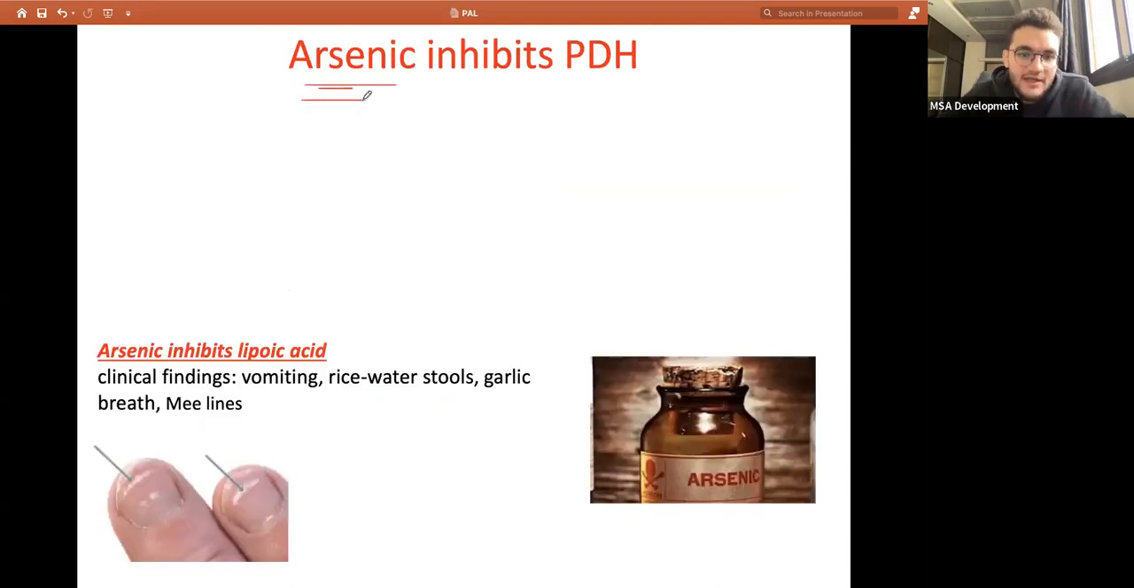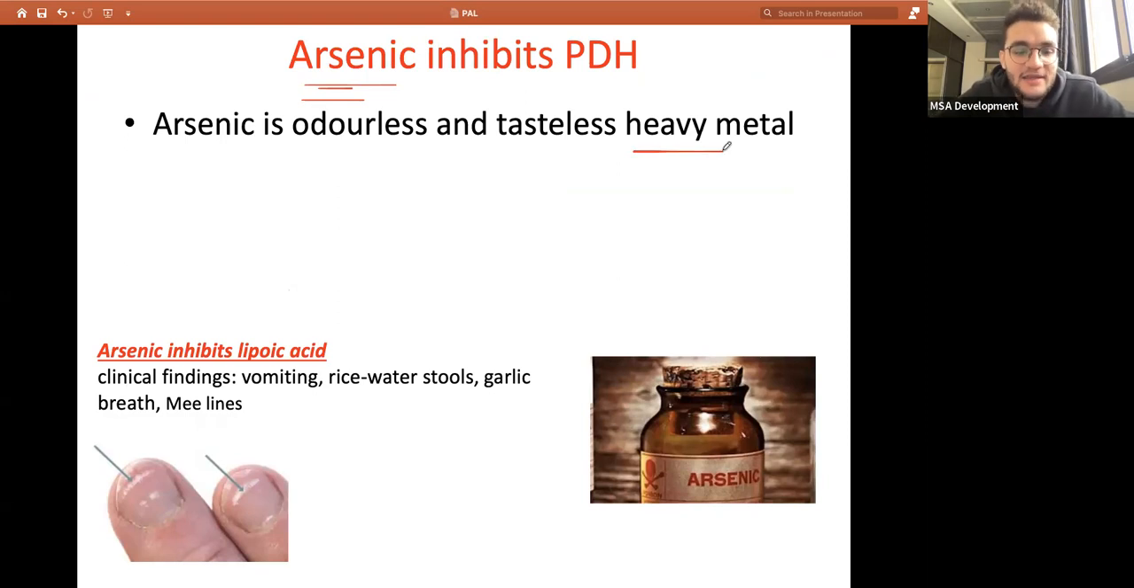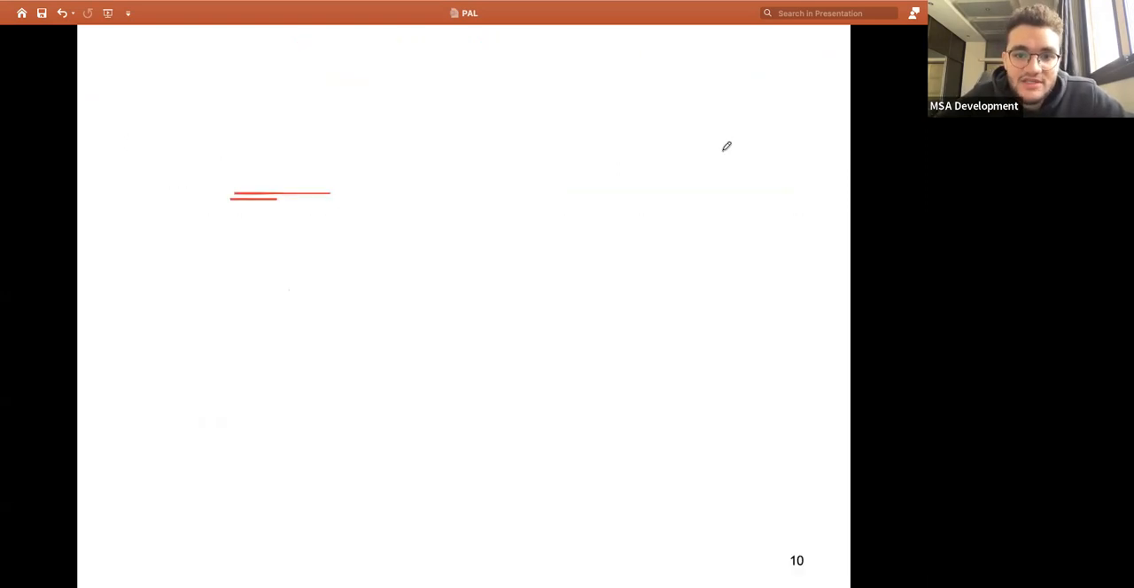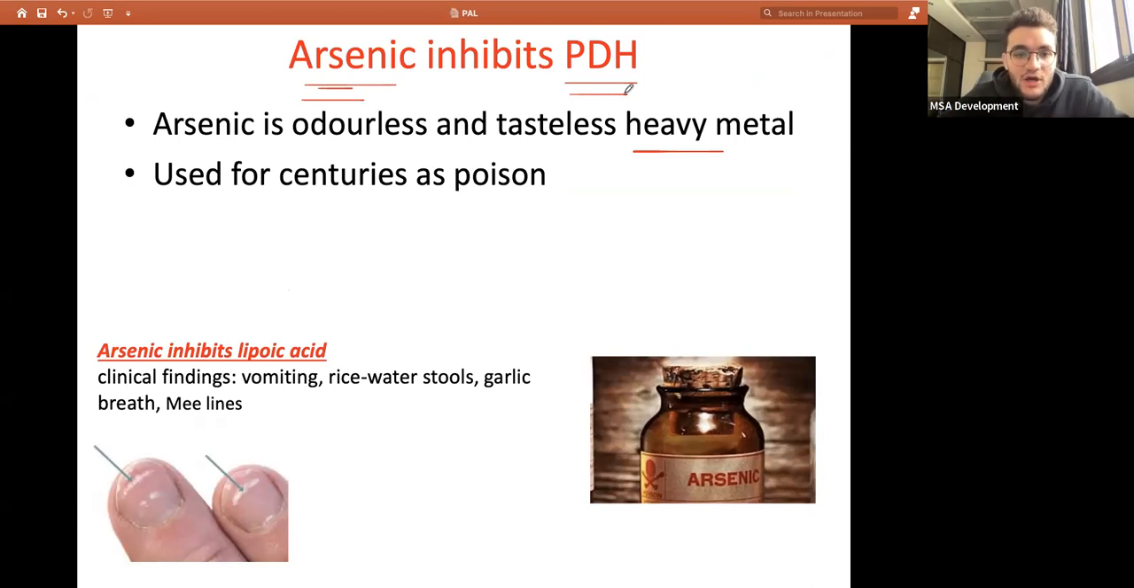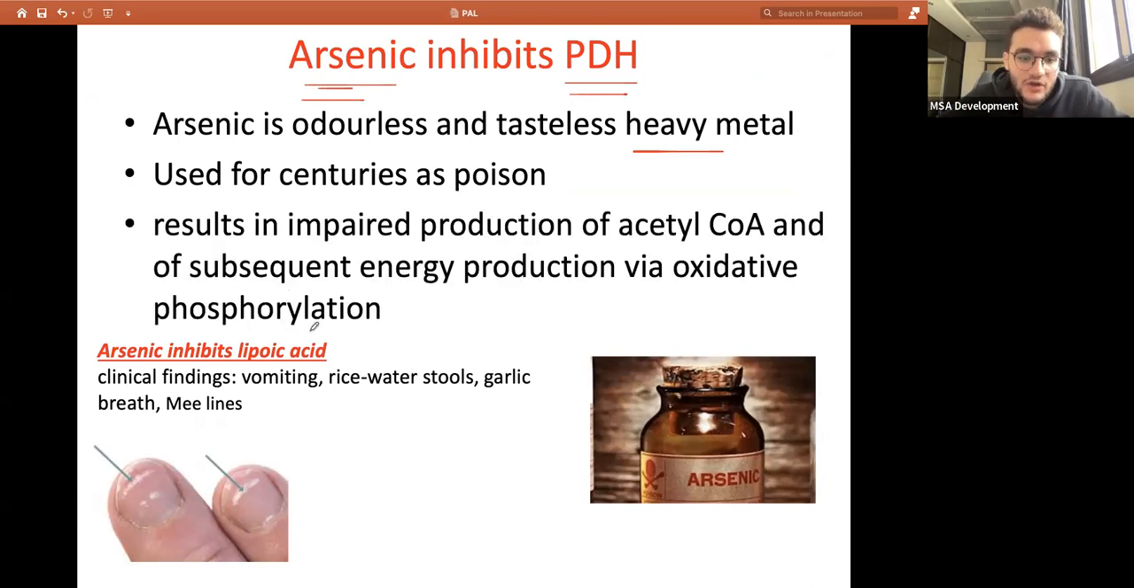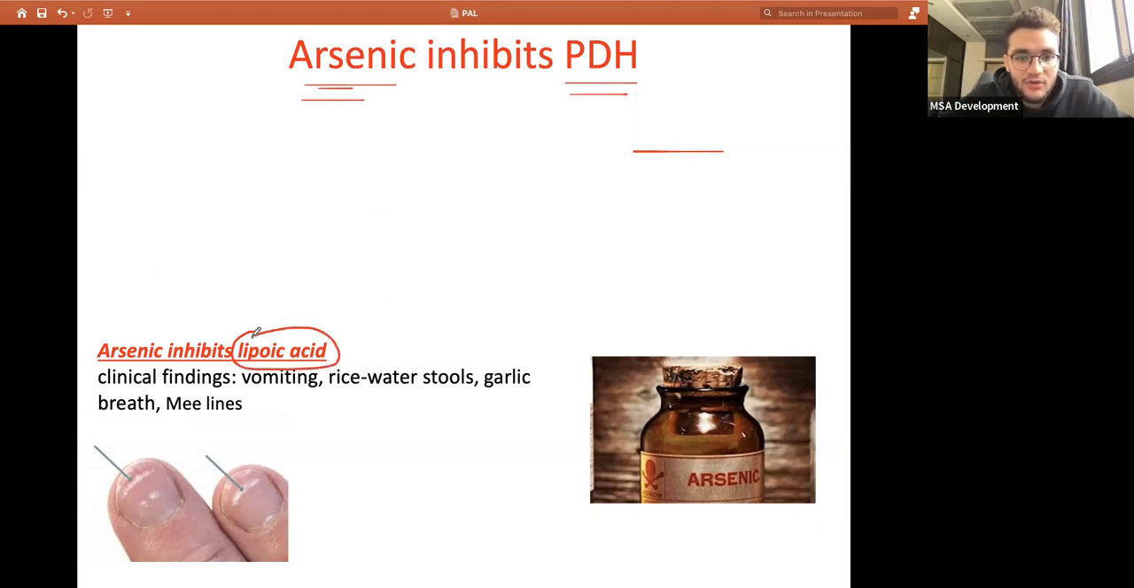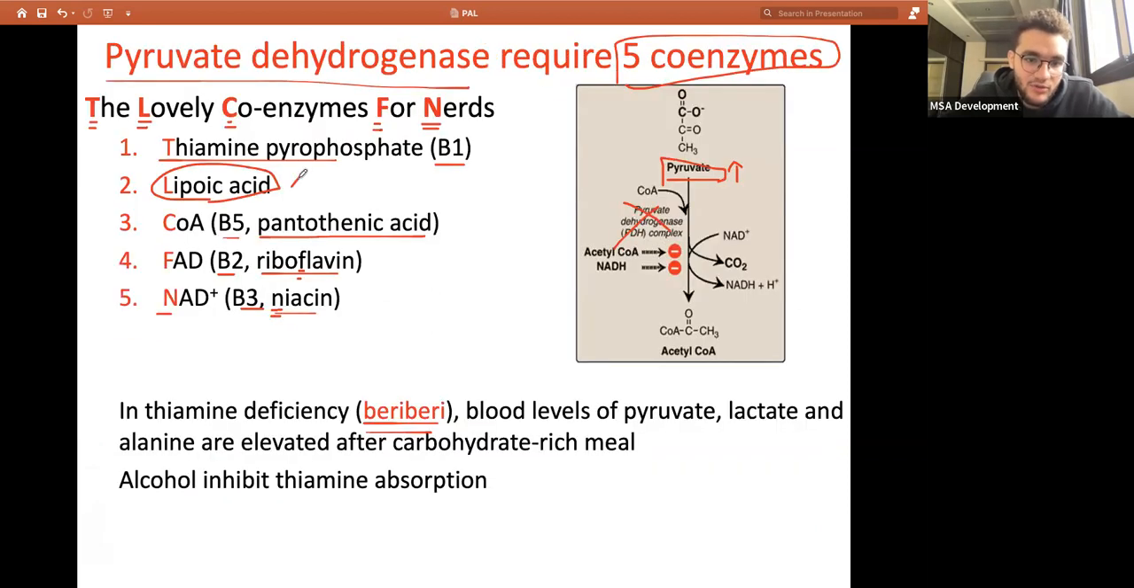Okay, so arsenic, it's a heavy metal. And we said it inhibits pyruvate dehydrogenase. Now, how do you inhibit pyruvate dehydrogenase? Either you inhibit one of the coenzymes or it's congenital. So here it's not congenital. So you inhibit one of the coenzymes, okay? So in arsenic, what coenzyme does it inhibit? It inhibits lipoic acid. And if there's no lipoic acid, then pyruvate dehydrogenase cannot work, all right?